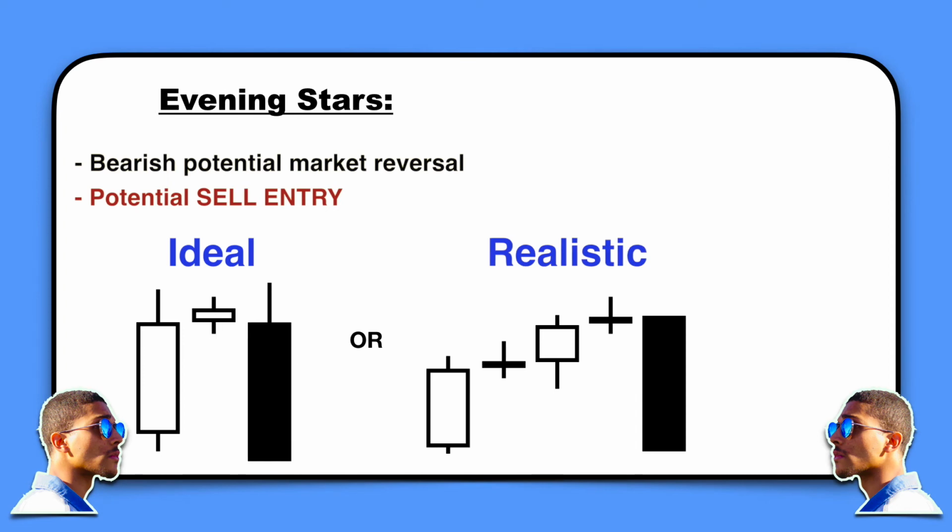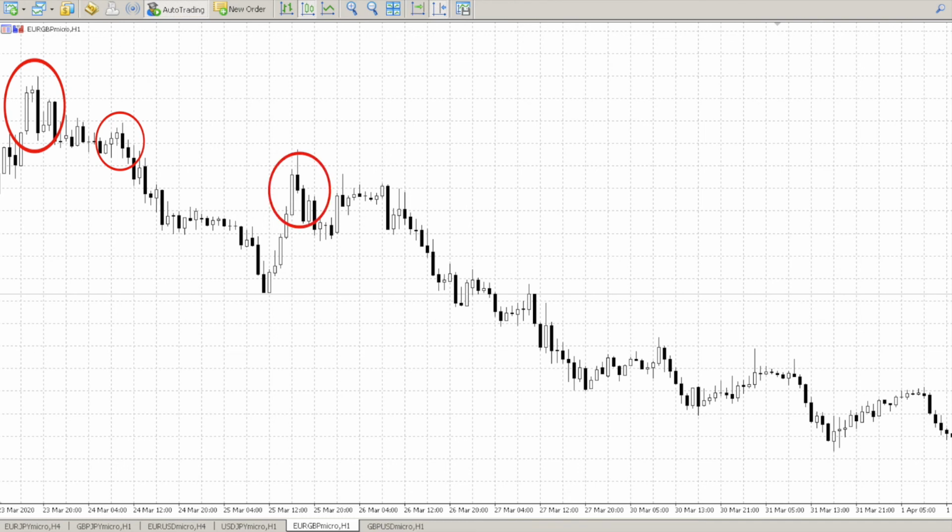How I recognize an evening star is by an upward price movement, followed by indecision, followed by a downward price movement, forming an upside down U-shape. Let's look at what evening stars look like on a chart. As you can see on the chart, after the market rallied, an evening star which was either ideal or realistic appeared. It signified a potential reversal and the market dipped shortly afterwards.